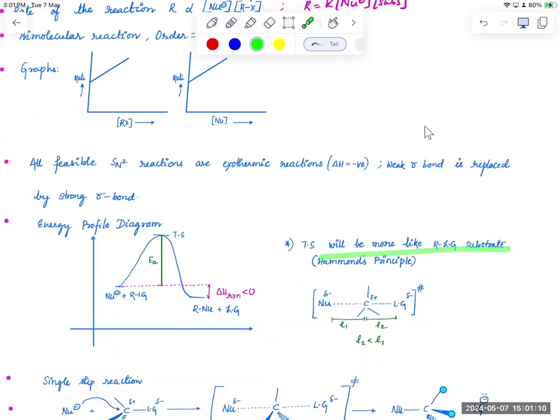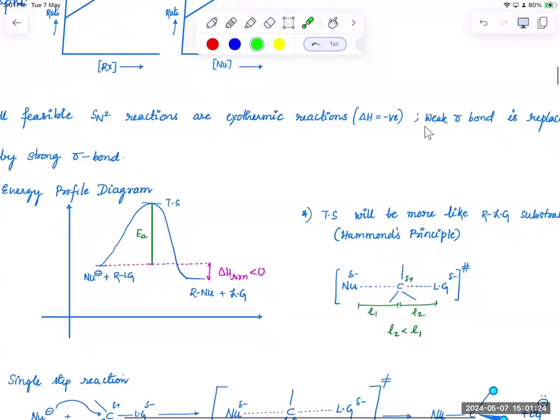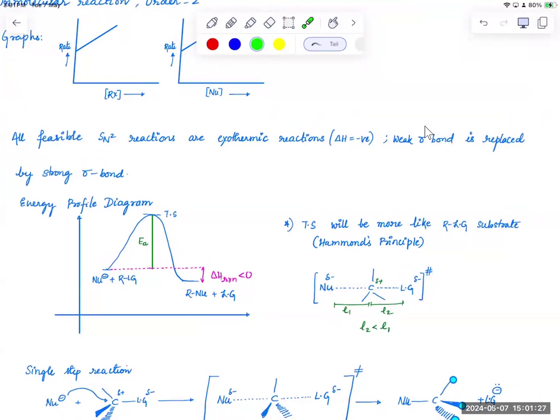So you can see the transition state will be more like the substrate features, which is Hammond's principle. We have learned this way before when we were discussing alkenes. I told you that the transition state features will always be similar to the closest position. If the reactant is the closest position, it will show the features of the reactant. If the product is closer to it, then the transition state will have features of the product.